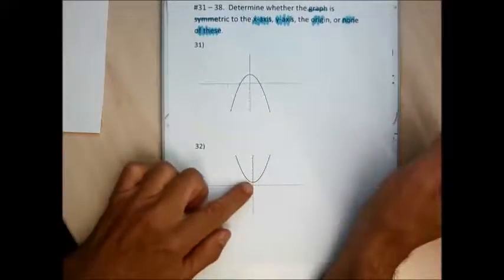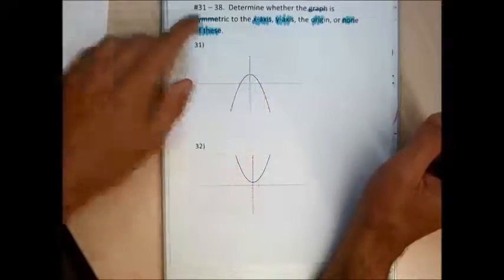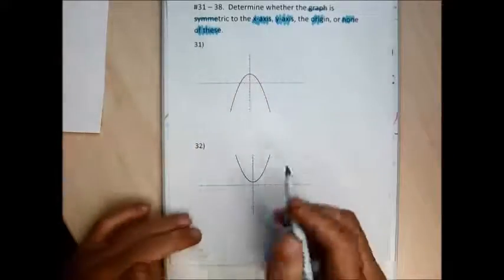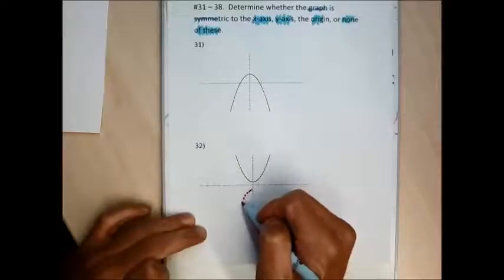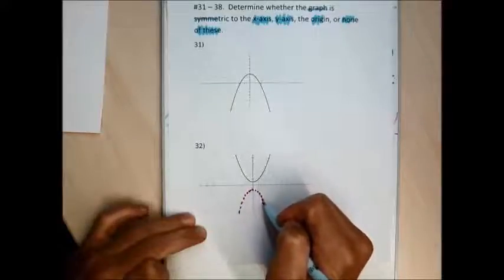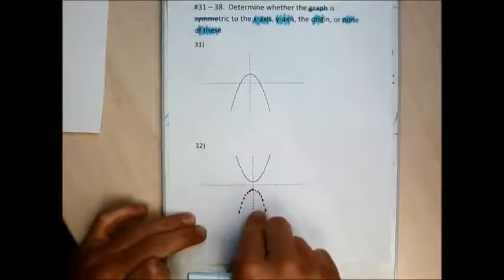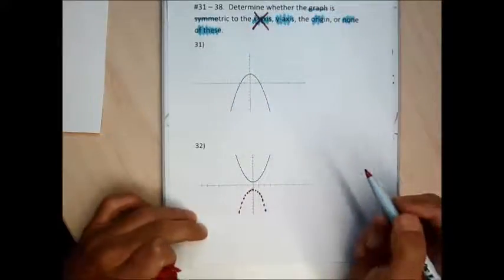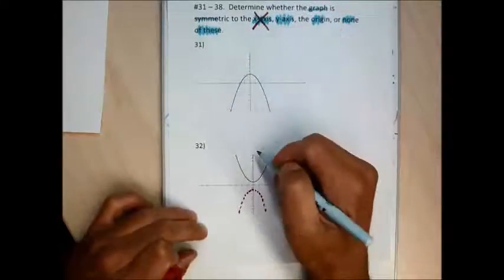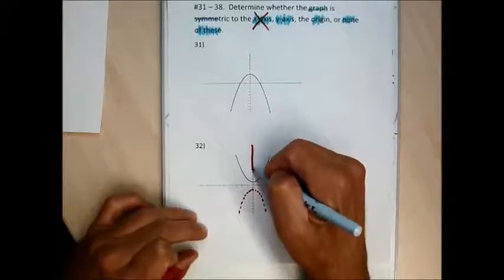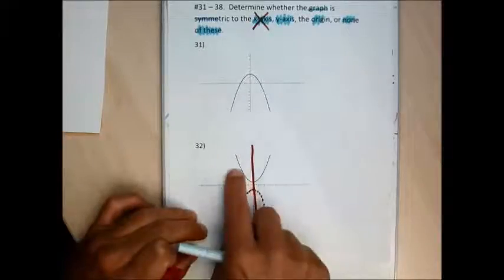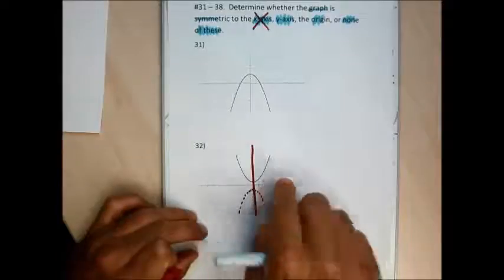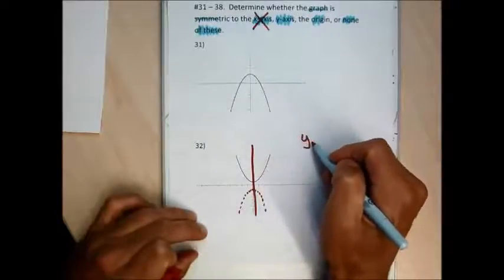When I look at problem 32, it's very clear to me that it doesn't have x-axis symmetry, because to have x-axis symmetry, there needs to be a portion of the graph beneath the x-axis that's a mirrored image of the graph. So it doesn't have x-axis symmetry. It's also clear to me that it does have y-axis symmetry, because if I draw a line through the y-axis, it creates two equal halves. So I know that this graph has y-axis symmetry.